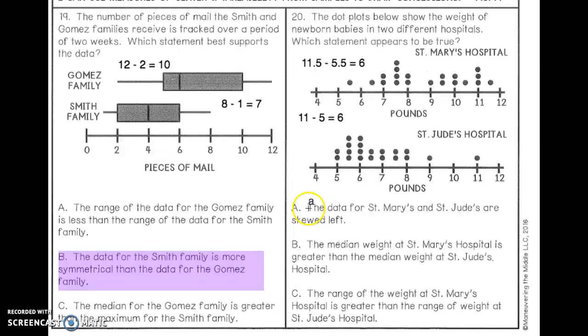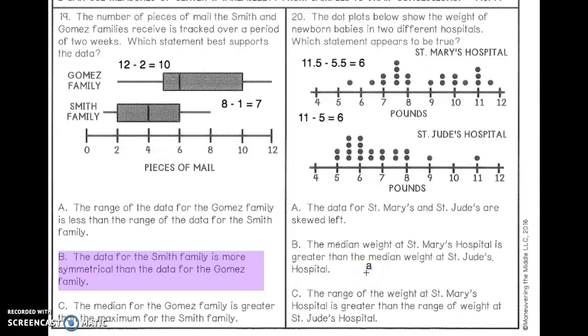And then we remember that A said the data for St. Mary's and St. Jude's are skewed left. Well, St. Jude's, yes. St. Mary's, no. That's kind of dispersed all over. This one is skewed left. All right, so we know that B has to be the correct answer.